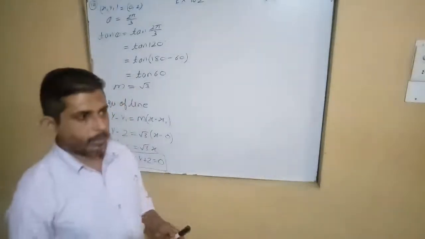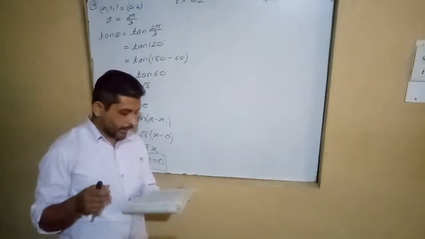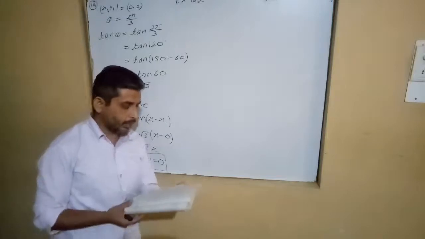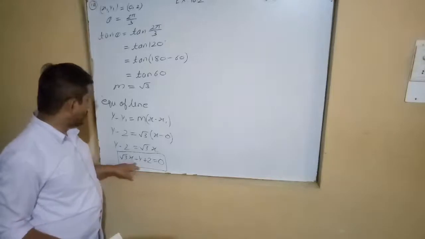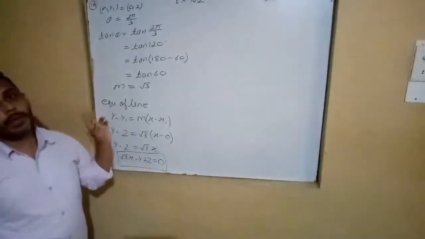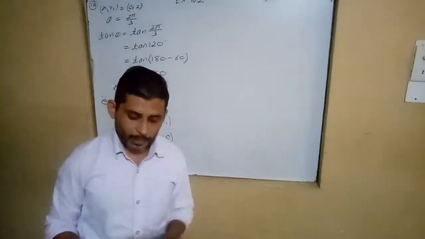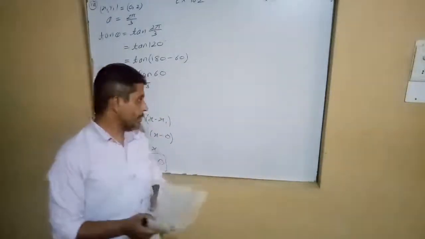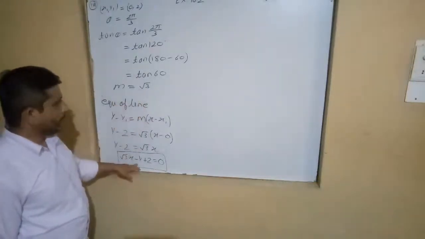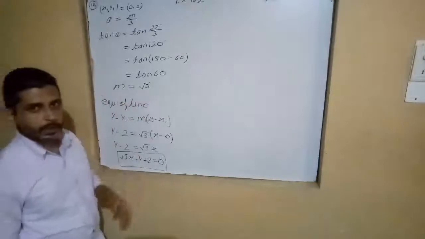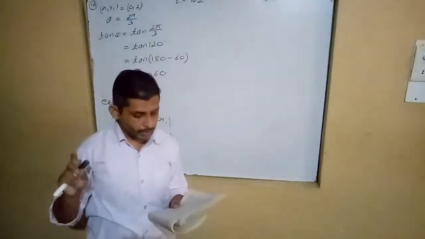Now the second part. What is the second part saying? In the second part, also find the equation of line parallel to it. Now we have to find out the equation of line which is parallel to this line. So we know that if two lines are parallel, their slope will be the same, equal. If the slope of this line is root 3, its parallel line's slope is also equal to root 3. Means we have one thing: slope of line is equal to root 3.